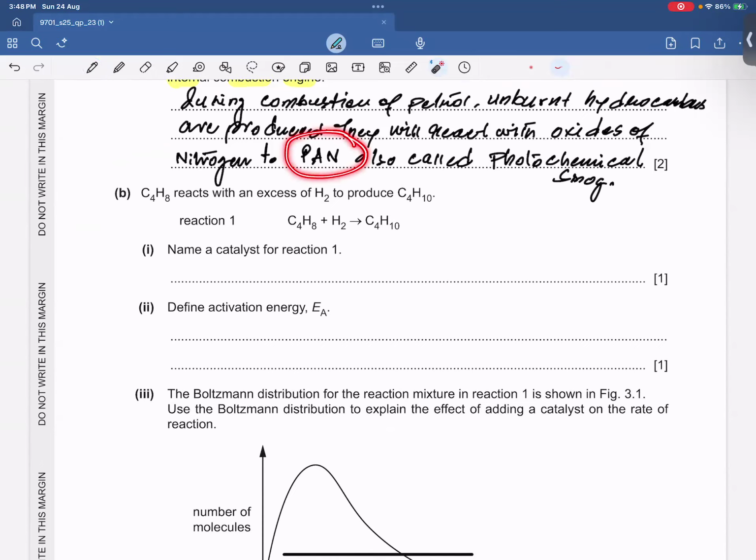PAN is peroxyacetyl nitrate. C4H8 is basically an alkene which reacts with excess hydrogen to produce an alkane, C4H10. So this is going to be your alkene, and this is going to be your alkane. So butene is converted into butane. Name the catalyst for reaction 1. Obviously, nickel as a catalyst. The examiner is looking for the name, which means I cannot write the symbol, right?